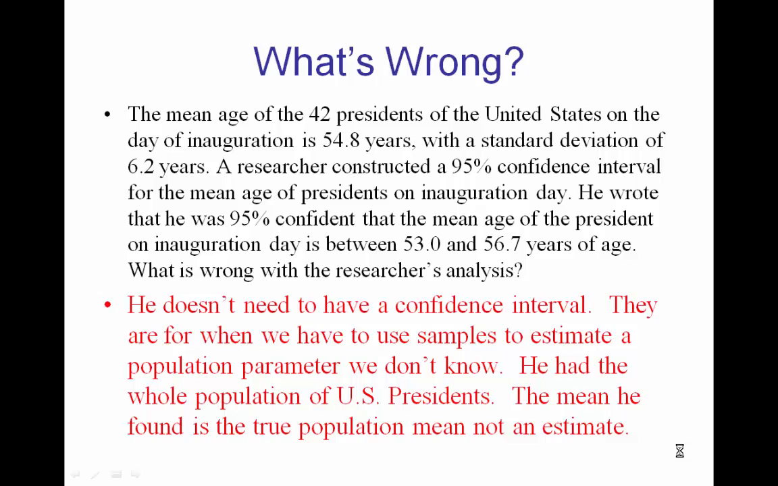He doesn't need to have a confidence interval. Confidence intervals are for when we have to use samples to estimate a population parameter that we don't know. He had the whole population of U.S. presidents. The mean he found is the true population mean.